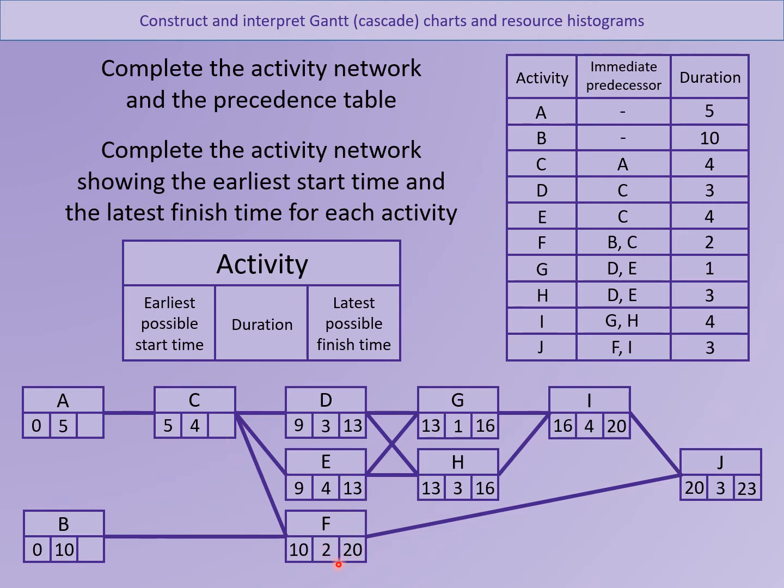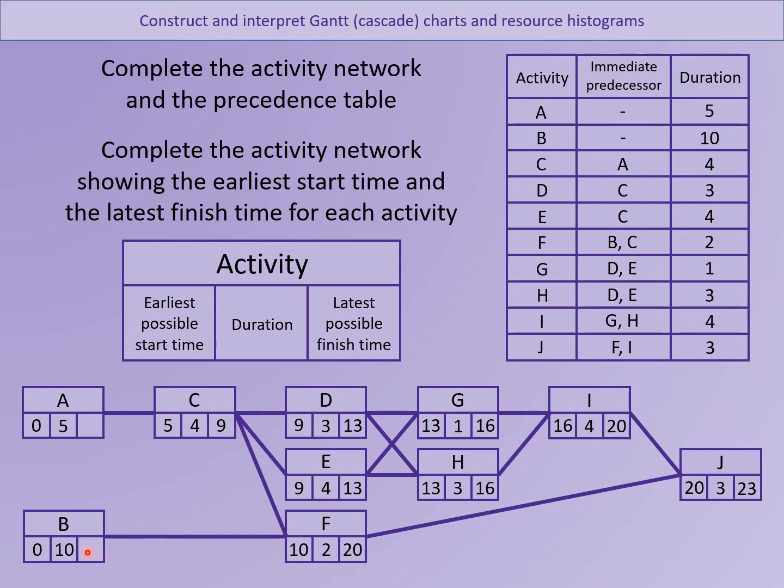20 take away 2 is 18. Now it's no good putting 18 in there. Even though F would finish, it would massively affect D and E. Okay, so you always pick the smaller out of the choices. 10, 9, 18. The 9 is the one we put in there.